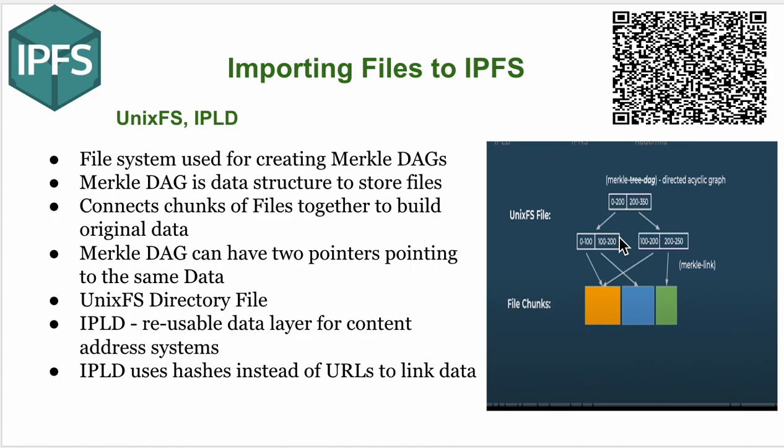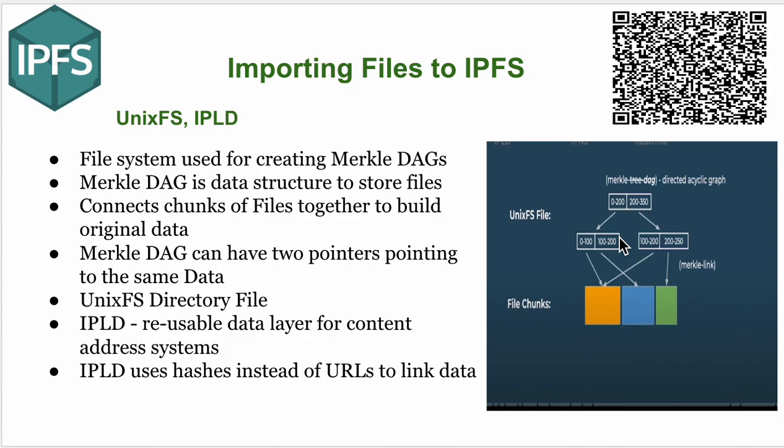UnixFS is a directed acyclic graph, which is a DAG, heavily inspired by the Merkle tree, which keeps chunks of data connected and is used to represent a file object. UnixFS solves the problem of connecting chunks of files together to get the original file. Remember, after it's broken down, for someone to have access to it, it needs to be built back up, and the data structure used is the Merkle DAG.